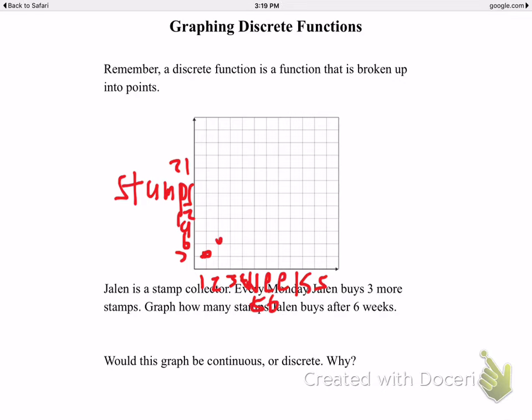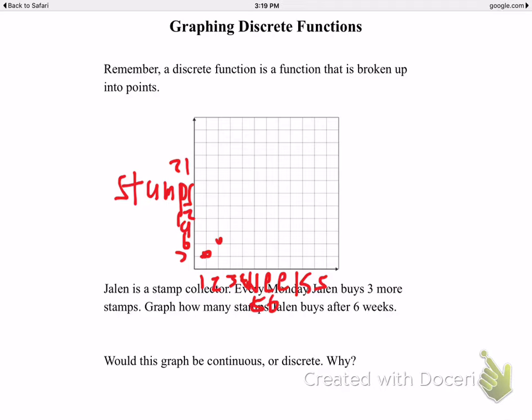If we connected those points, that would make it seem like in between weeks 1 and 2, he had at some point 4 stamps and 5 stamps and 5.5 stamps and so on. He doesn't have any amount of those stamps at any time. He always gets them in intervals of 3.